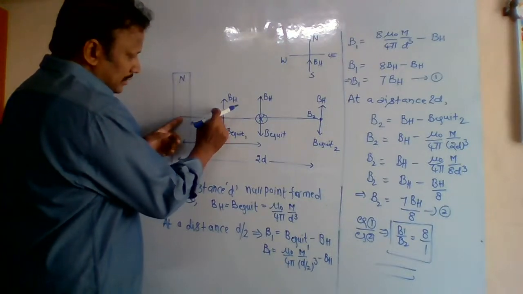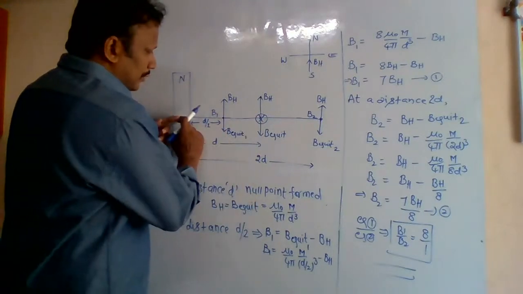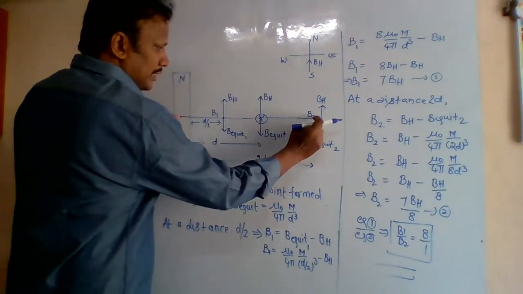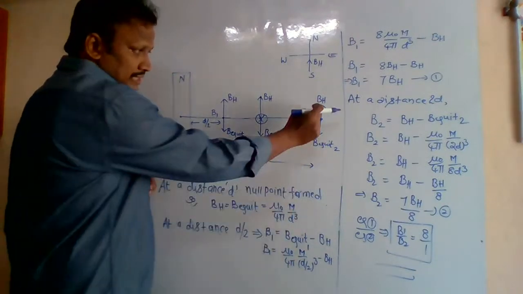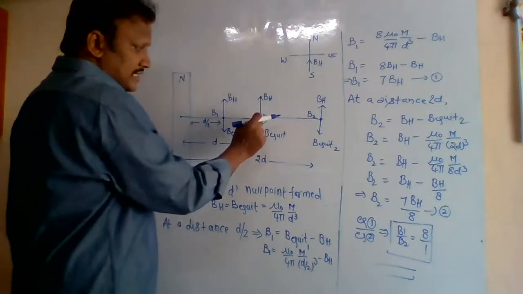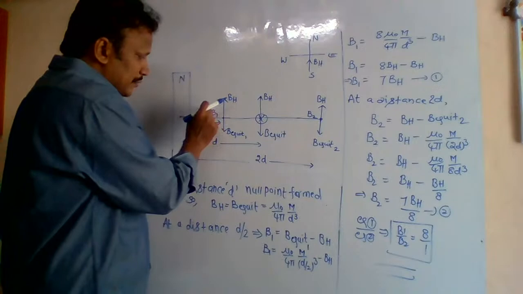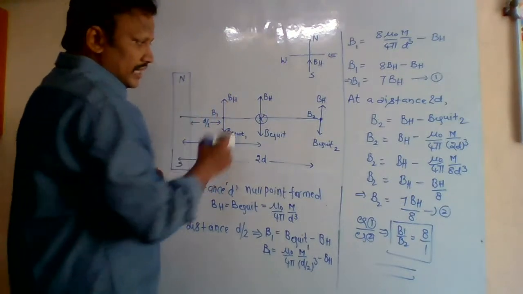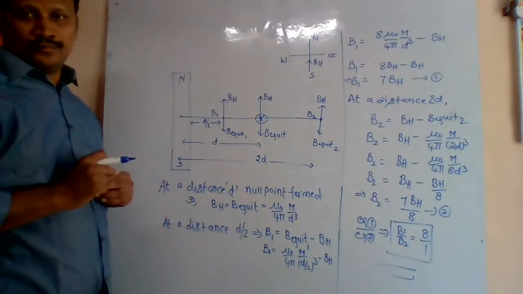At this point, the resultant magnetic field I am taking as B1. 2d is from here to here d, again from here to here d, total distance 2d. Is that clear? At this point it is not the null point; this is the null point. At a distance d by 2 the resultant magnetic field induction is B1, and at a distance 2d the resultant magnetic field induction I am taking as B2.